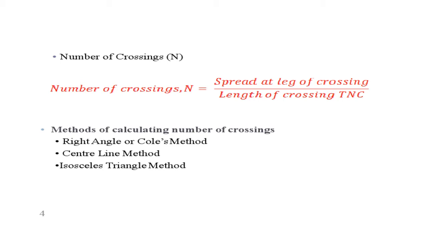Now coming to the different methods for calculating the number of crossing. One is the right angle method or Coles method. This method is usually adopted in Indian Railways. The centerline method is adopted in foreign countries like the USA, UK, etc. And the isosceles triangle method is basically used for the design of crossings in the case of tramways. Now let's go through each method.